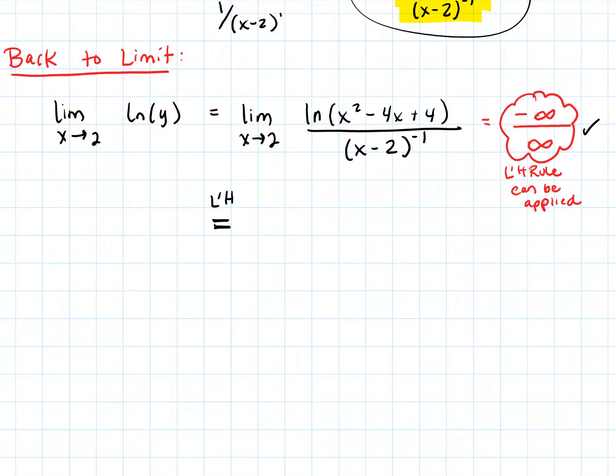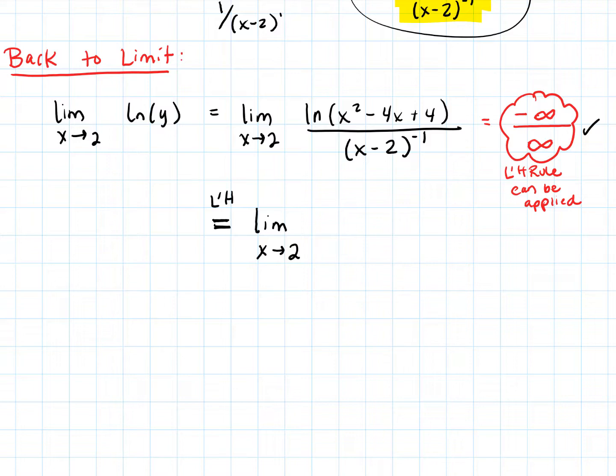So remember, use a little notation. I like the little LH. I've seen just the H or even the circling of the equal sign. All of those are fine, but some sort of notation that you're applying L'Hopital's rule. So now we're taking the limit as x approaches 2, and remember L'Hopital's rule says take the derivative of the numerator and divide by the derivative of the denominator and take a look at that new limit, the limit of the rates of change, the derivatives.